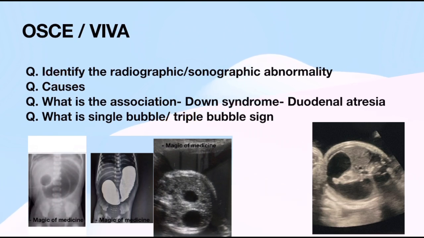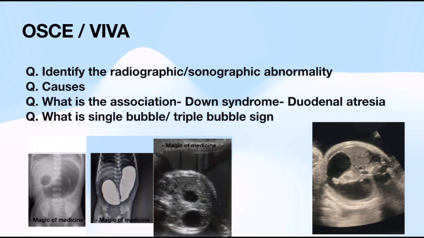So first question is identify the radiographic and sonographic abnormality. First thing is you need to identify the sign. In X-ray you will see disproportionately enlarged or distended stomach and duodenum with paucity of gas in distal abdomen, distal bowel loops. Again, over distended stomach and duodenum with no contrast or paucity of contrast in distal bowel loops. On USG, again dilated double bubble. So now you have identified.